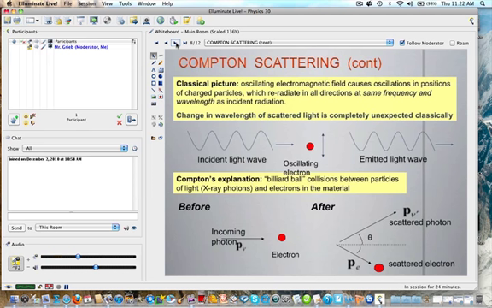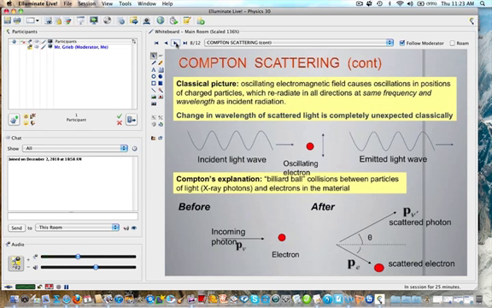Now, the classical expectation was that the oscillating electromagnetic field is going to cause oscillation in the positions of charged particles, which re-radiate in all directions at the same frequency and wavelength as the incident radiation. So basically, the incident radiation, once it interacts with the electron, doesn't change. It's exactly the same. A change in wavelength is completely unexpected in a classical model. If light was acting just like a wave, you would not get this change in wavelength.